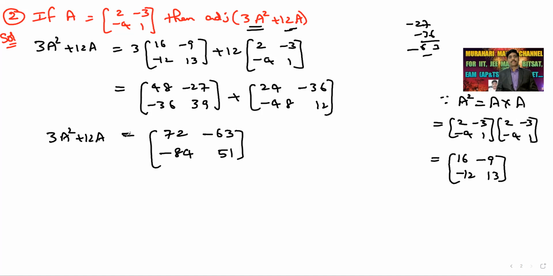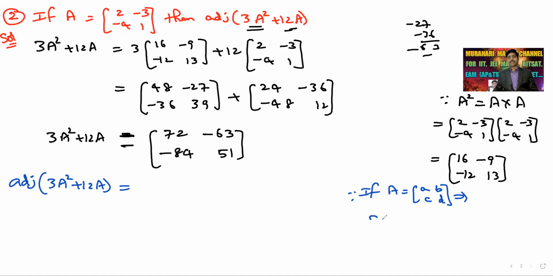But our target is the adjoint of this matrix. So our target, adjoint of 3A square plus 12A, is equal to, what is the adjoint formula? If A is equal to [[a, b], [c, d]], then adjoint of A is equal to [[d, -b], [-c, a]].